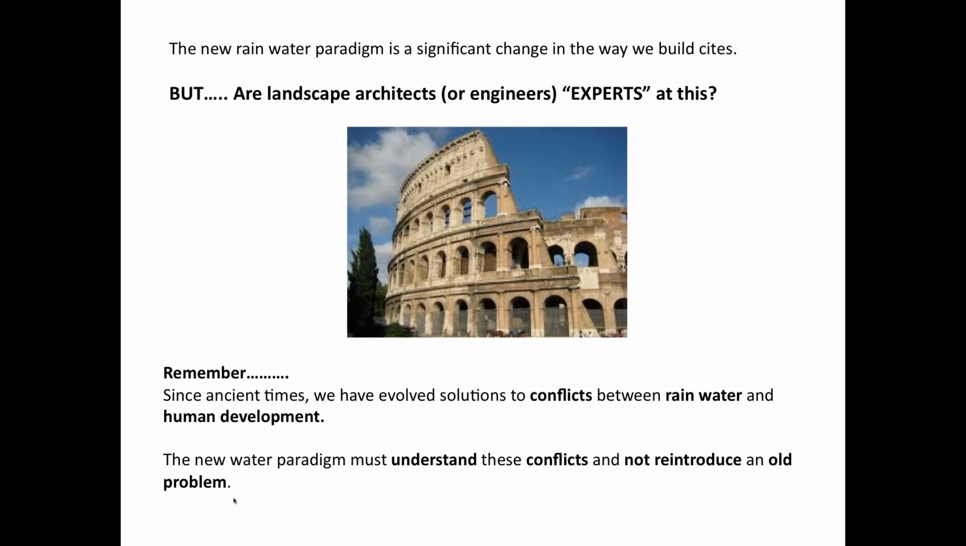Between rainwater and human development by essentially getting rid of the water as fast as we can. But we have to remember with this new paradigm that we don't introduce old conflicts and old problems with our new ideas. Every idea that an engineer came up with to get the water away from the building pavement as quickly as possible is basically done to solve some kind of problem. And we better be sure that we understand what all those problems were for the last 2,000 years of construction development so that we don't recreate them.